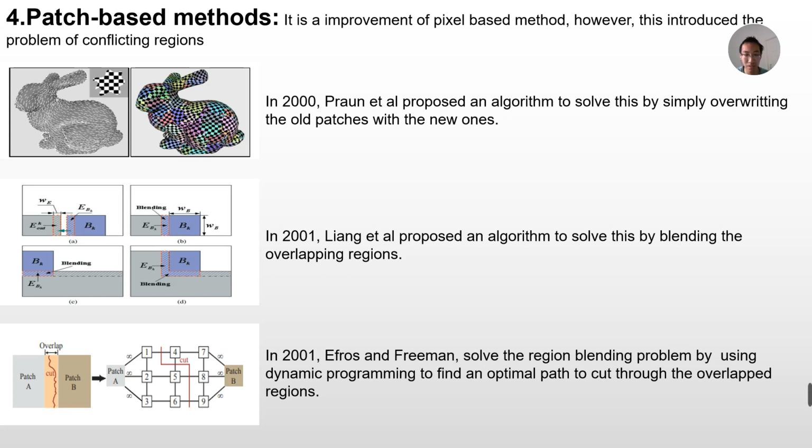And to solve this problem, in 2001, Efros and Freeman solved the region blending problem by using dynamic programming to find an optimal path to cut through the overlapped regions. The basic idea of dynamic programming is to solve the problem recursively. For example, we have a sequence of numbers, and we need to find the largest number of the sequence. Now we have the largest number of the first n-1 elements and the nth element of the sequence. We only need to compare these two, and then we can tell the largest number up to the nth element. And that is the basic idea of dynamic programming.